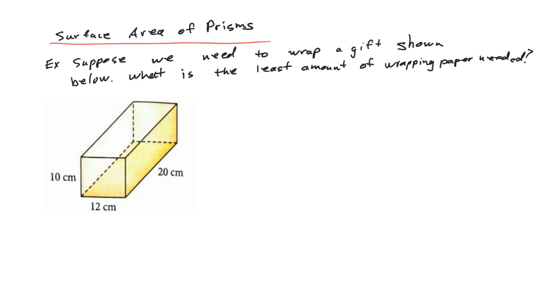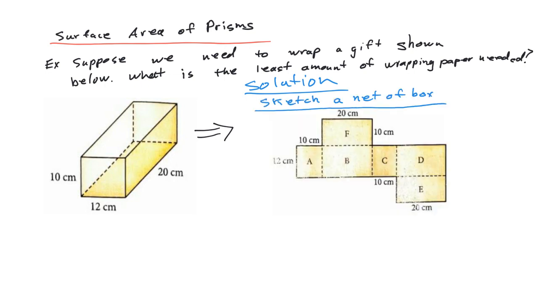So in order to do this, we are literally going to have to create a solution that takes into account an exploded view of what we have for our box. So the first thing that we have to do is sketch a net of the box that labels all of the sides so we can figure out the areas of each of the individual parts, which are the same.